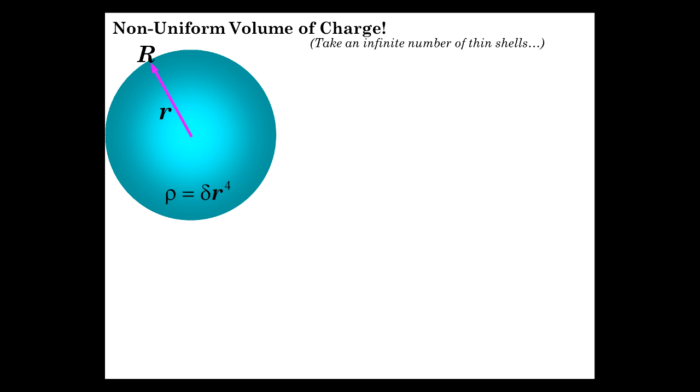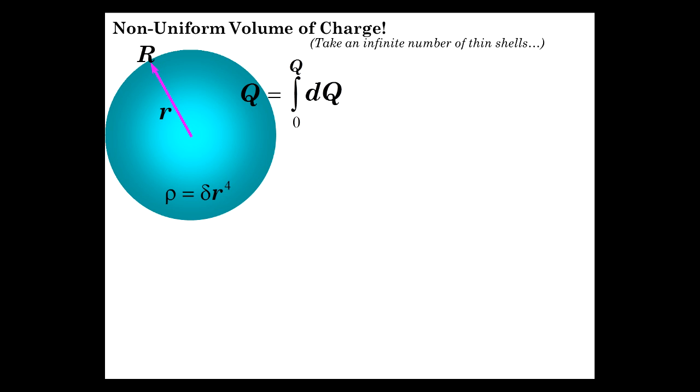The particular volume charge density I'm going to use is delta r to the fourth. So that's a very strong relationship to the radius. I'm just kind of picking that out of the sky to see how we handle this. Well, the hint here is we're going to take an infinite number of thin shells to solve our problem. So the total charge, first of all, of this shell is going to be important to find, because it's going to be a function of r, but we will find out actually what the total charge of this sphere is.